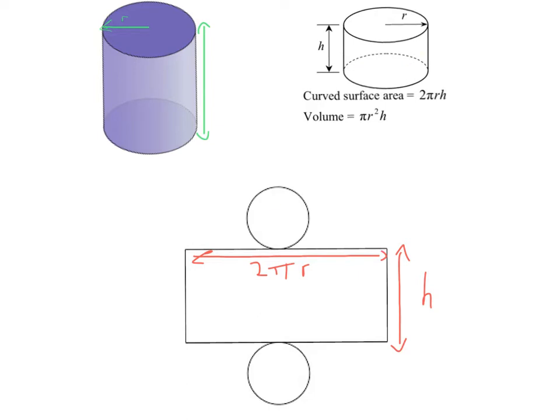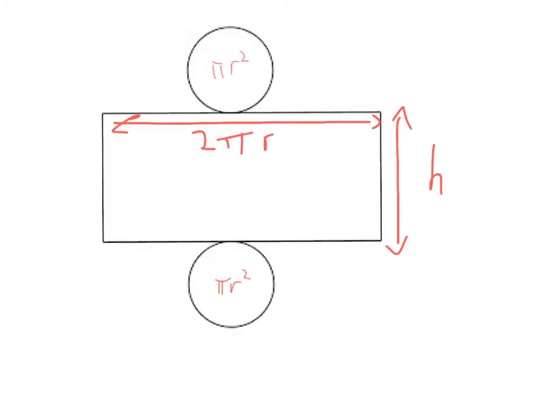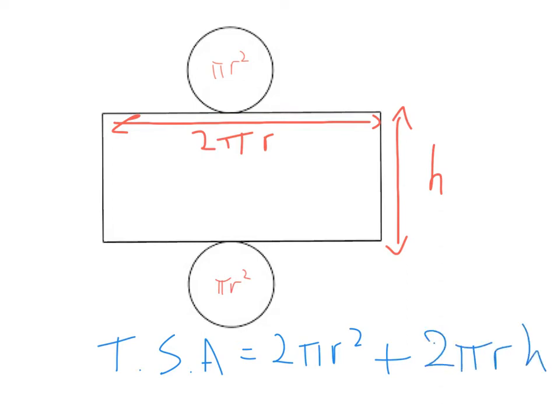Now there's also two flat surface areas. If you look back through your log tables, you will see that the formula for the area of a circle is pi r squared. So if you're ever asked to find the total surface area of a cylinder, you would get 2 pi r squared, which is your two circular areas, and add on the curved surface area of the outside bit, which is 2 pi r h, giving you the total surface area of these three surfaces combined.